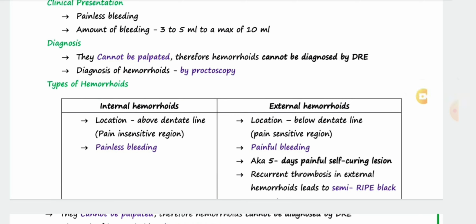So move on to diagnosis. Diagnosis is mainly done by proctoscopy. We cannot diagnose hemorrhoids by digital rectal examination, the DRE, because they cannot be palpated. They can only be visualized during proctoscopy.